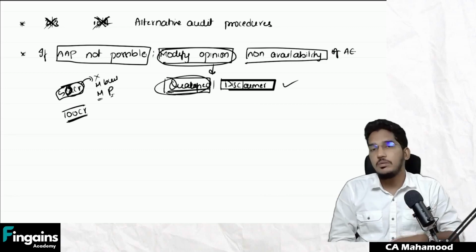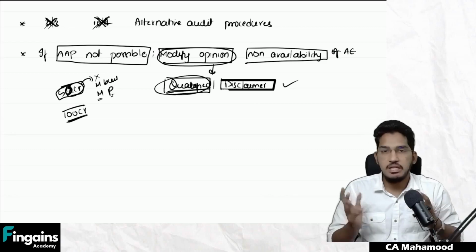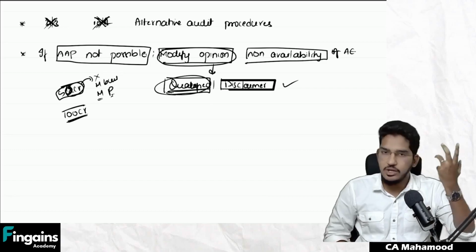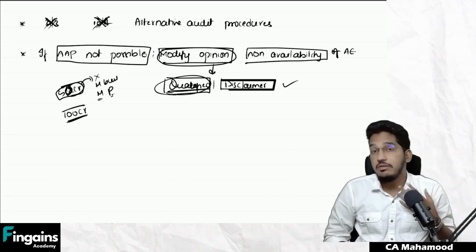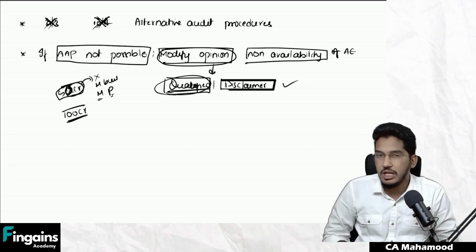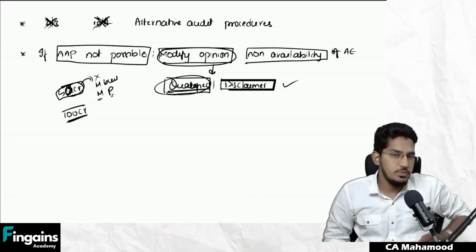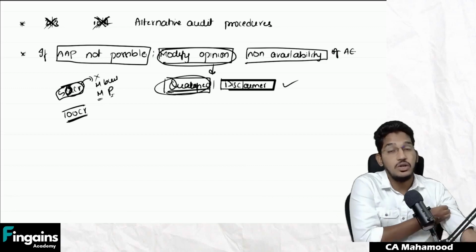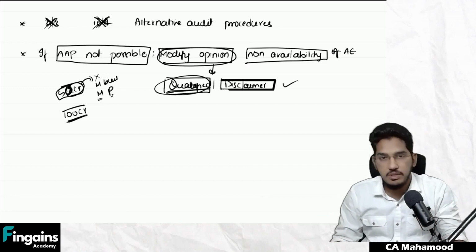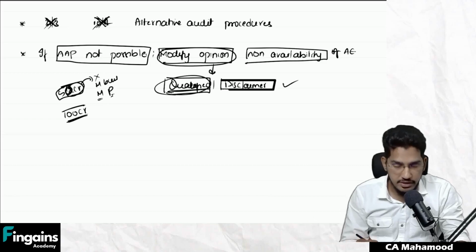Sir, if alternative audit procedures are also not possible, if I am unable to obtain evidence, or even if I got some ideas but those are also not helping me to get the audit evidence, then what should I do? Then you have to ultimately modify the opinion. Which kind of modification? Either qualified or disclaimer. Why? Because that will be a case of non-availability of audit evidence.